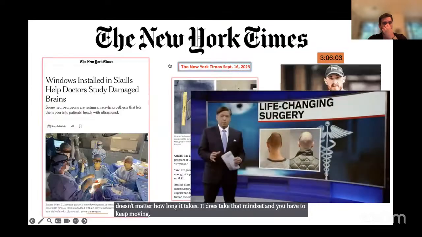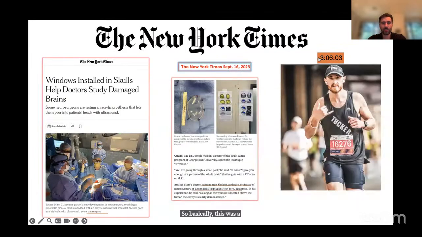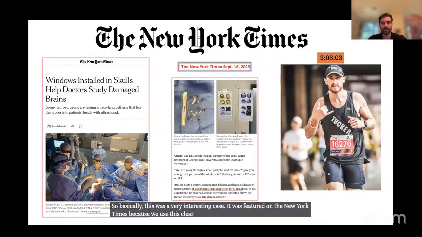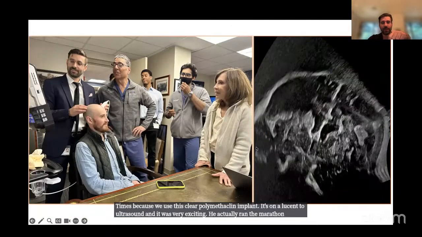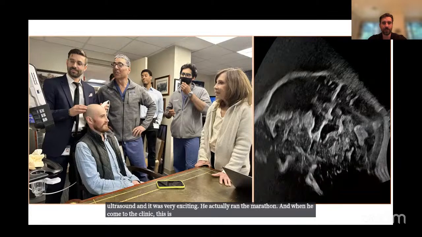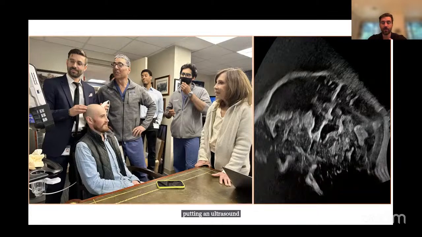So basically, this was a very interesting case. It was featured in the New York Times because we used this clear polymethacrylate implant. It's sonolucent to ultrasound, and it was very exciting. He actually ran the marathon. And when he comes to the clinic, this is me and my chair, Dr. David Langer, putting an ultrasound onto the patient's scalp and looking at the brain. It's very reassuring. Patients love it.